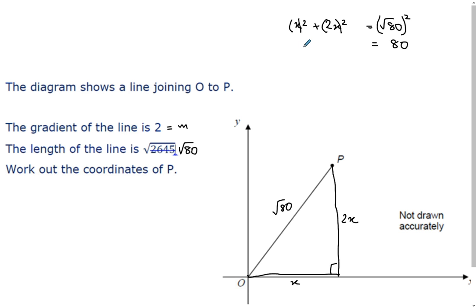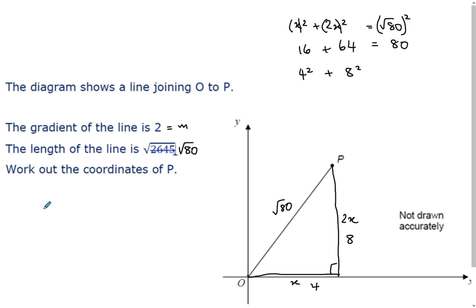But here I can see that 16 plus 64 would come to 80. And can you see that makes it 4 squared? So that means x is 4. And then if I double the 4, I get 8, and I've got 8 squared. So you can tell that x could be 4 and 2x would be 8. And that works, because 16 plus 64 comes to 80.